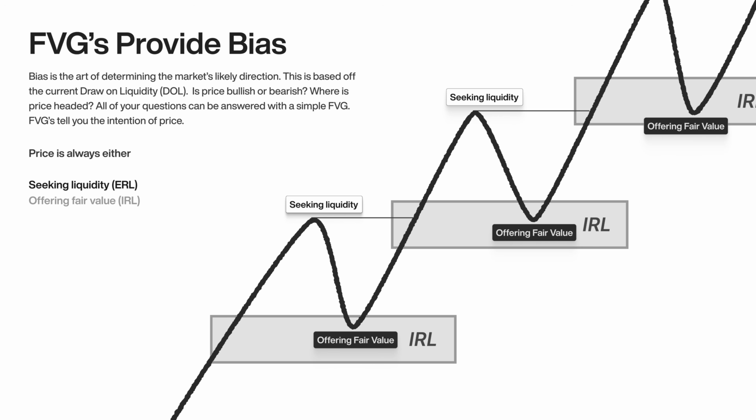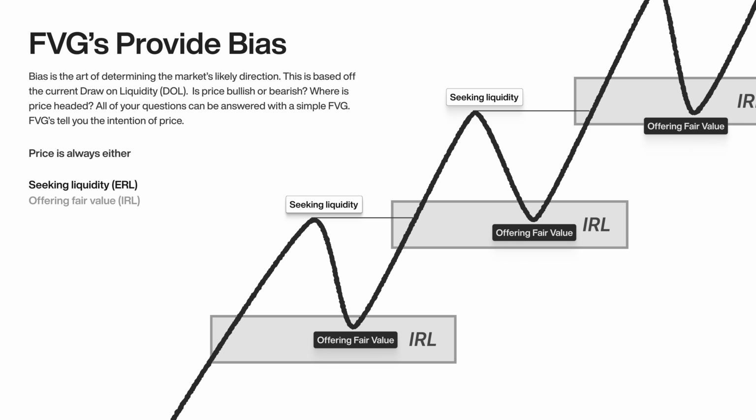We understand order flow, we understand price. We can view that through the lens of fair value gaps, but the biggest thing that I use fair value gaps for is bias with internal range and external range liquidity. Bias is just the art of determining the market's likely direction. We're either bearish or bullish bias. So when it comes to bias and draw on liquidity, price is always doing one of two things. It's either seeking liquidity or offering fair value.